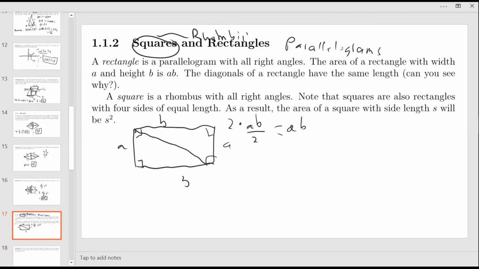And then a square is a rhombus. So a rhombus being a parallelogram with all 4 sides equal, with the stipulation that all its angles are right angles. So essentially, a square is just a rhombus that's also a rectangle, as you might recall from a Venn diagram. And so from this, we see that squares are rectangles, but keep in mind that rectangles are not squares. So the area of a square is just s squared because A and B are the same.